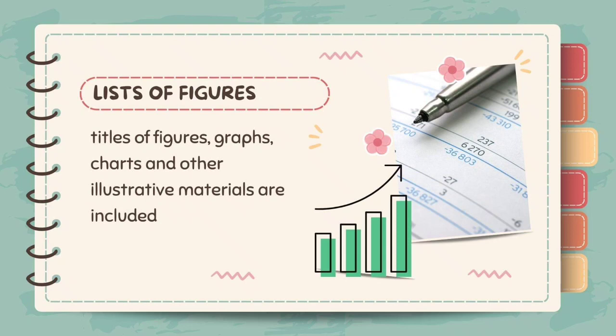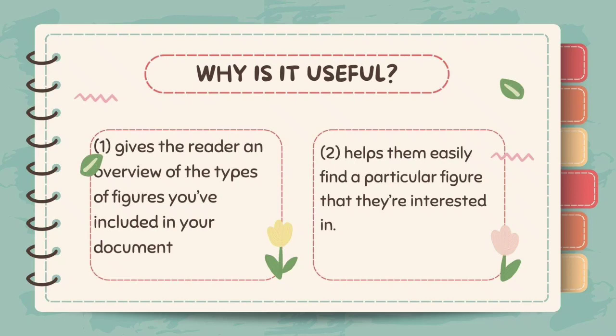The list of figures is specifically useful for a reader to refer to. Number 1, it gives the reader an overview of the types of figure you've included in your document, and the other one, it helps them easily find a particular figure that they are interested in. So, where does the list of figures go? Sabi nga natin, write your list of figures and list of tables immediately after your table of contents. Unless specifically asked by a journal, you should not include a separate list of figures in a manuscript for peer review.